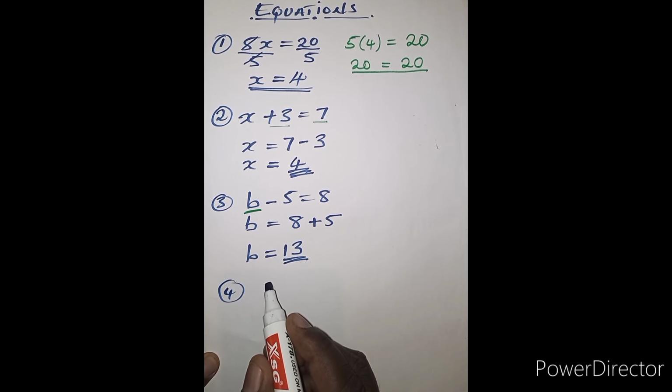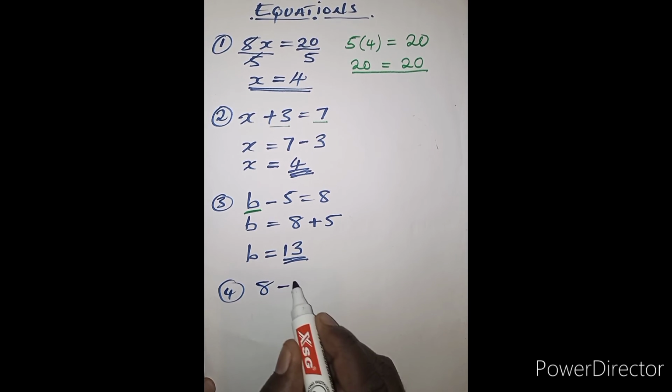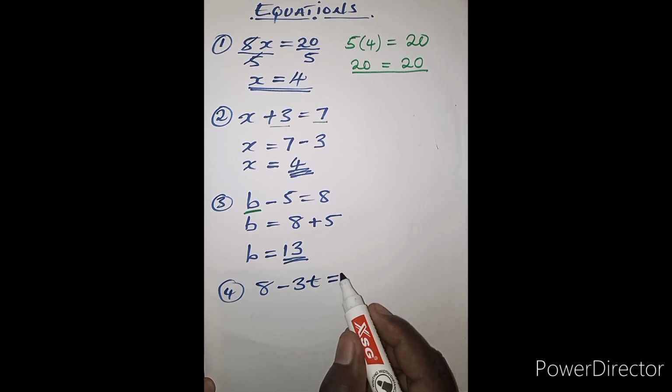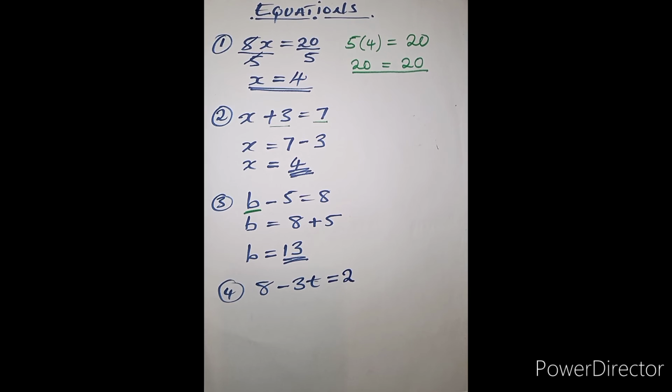We are solving the equation 8 minus 3t is equal to 2. How do you suppose we solve this equation? Well, first and foremost, I will have to move my positive 8 to the other side of the equal sign so that I can group the like terms.